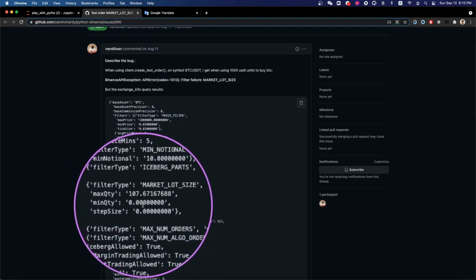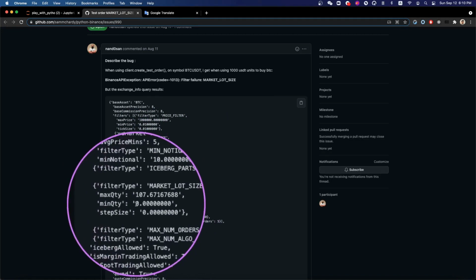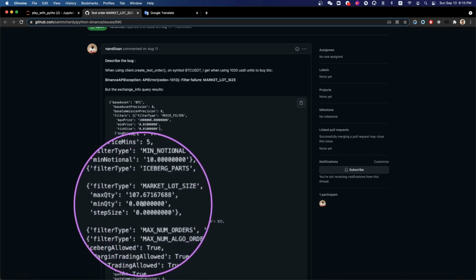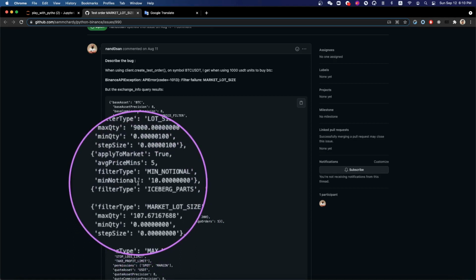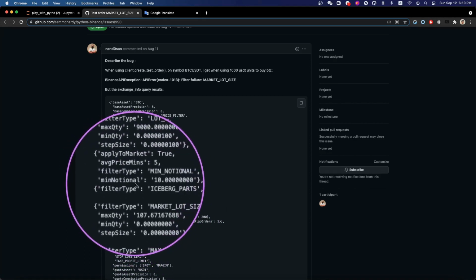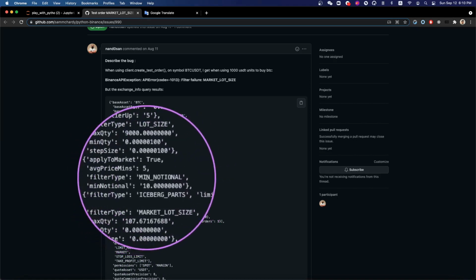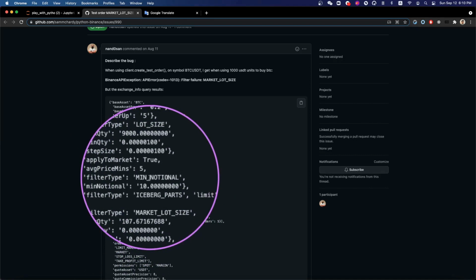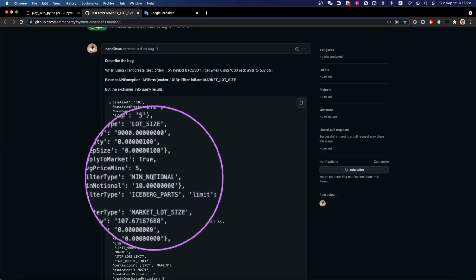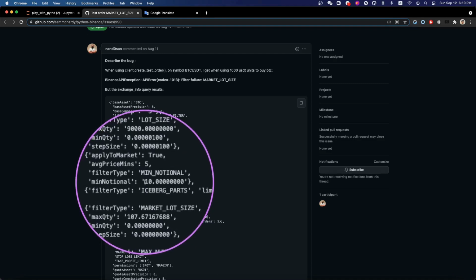Then we come up with the minimal quantity. It defines the minimal number of that coin you want to buy, or you could buy, or you have to buy. For now, as you could say, it's 0. Whatever. But actually, it has another restriction. It is called minimal notional. At first, I didn't even know what that meant. For now, I still do not know what the notional keyword means here. But it defines the minimal USDT that you have to pay for this trading. So for this case, it's 10 USDT.